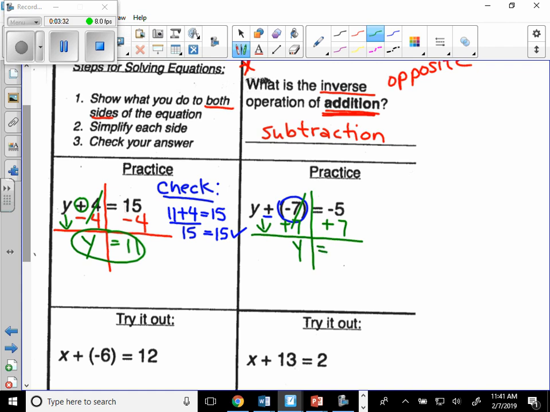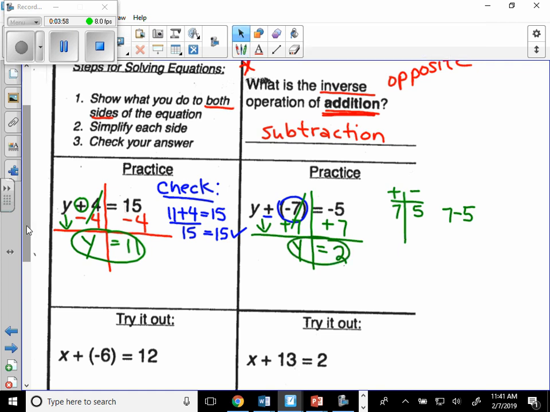Now you have to know your integer rules, and if you forgot, make yourself a t-chart. You have a negative 5, so put that here. You have a positive 7. Same signs, add and keep. Different signs, subtract. Take the sign of the larger number. So we have more positives than negatives. So what is your answer? 2. Okay, so y equals 2.